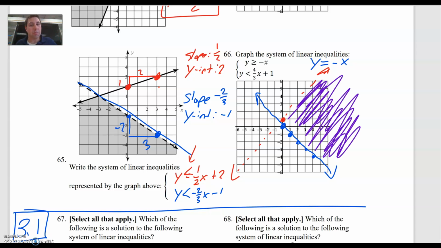That's where all the solutions would be. So if there's any coordinate that was in there, that would be a solution. If it's on the line, it would be a solution. If it's on the dashed line, it's not a solution because dash means it cannot equal it.